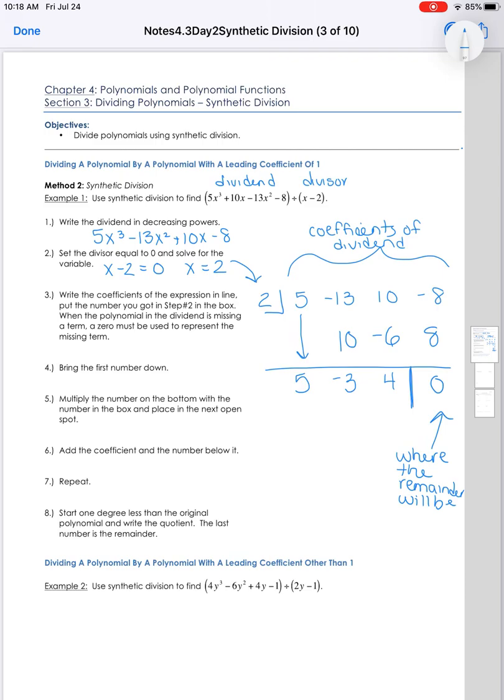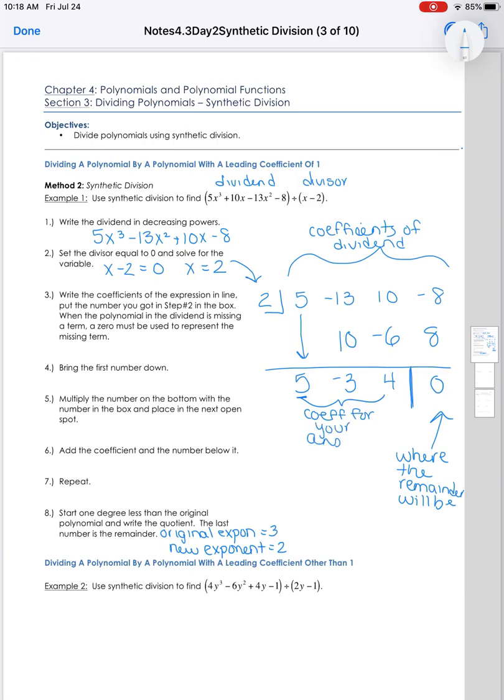Number 4 says, bring down the first number, 5. Take that number, multiply it by 2. You get 10. Add down, negative 3. Multiply negative 3 times 2, which is negative 6. Add down, you get 4. Multiply 4 times 2, you get 8. Add down, you get 0. So you get a 0 remainder.